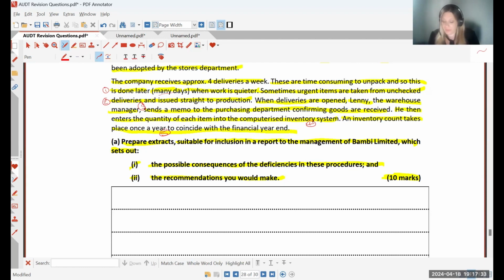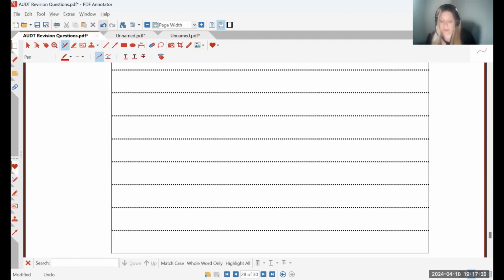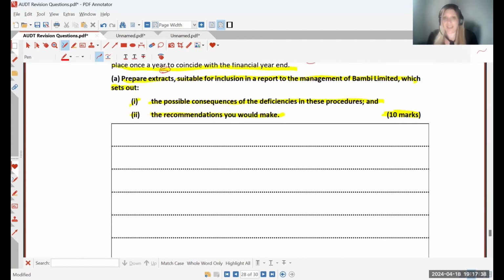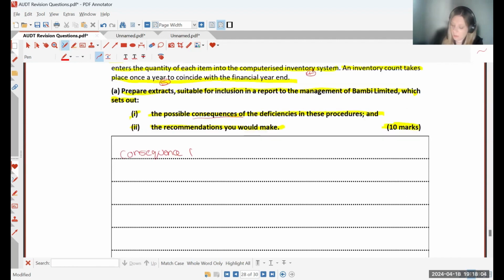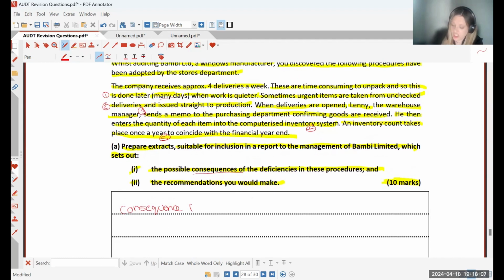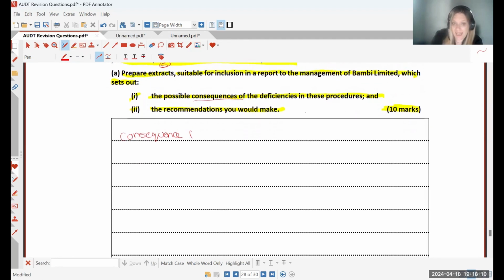Now, again, blank piece of paper. You need to lay out your answer clearly. You need to make it really clear to the examiner what you're answering. Use headings, full sentences, and paragraphs. Okay. So we'll start off, we need a consequence, don't we? So consequence 1. This is our goods not being unpacked until many days later.